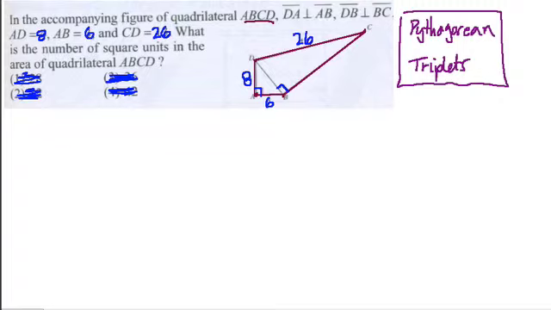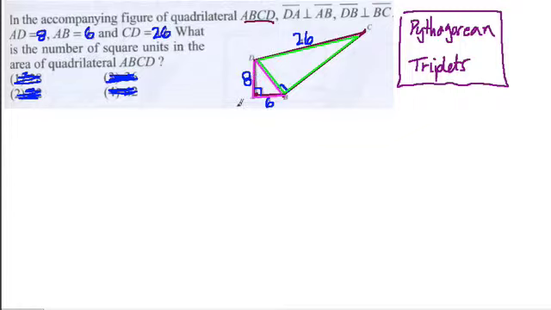What they're trying to help you realize is that the area of this quadrilateral is the sum of the areas of the two triangles that make up the quadrilateral, right? So we have these two triangles. If we can find the areas of these two triangles and add them up, we'll know the full area of the whole shape. So let's do that.